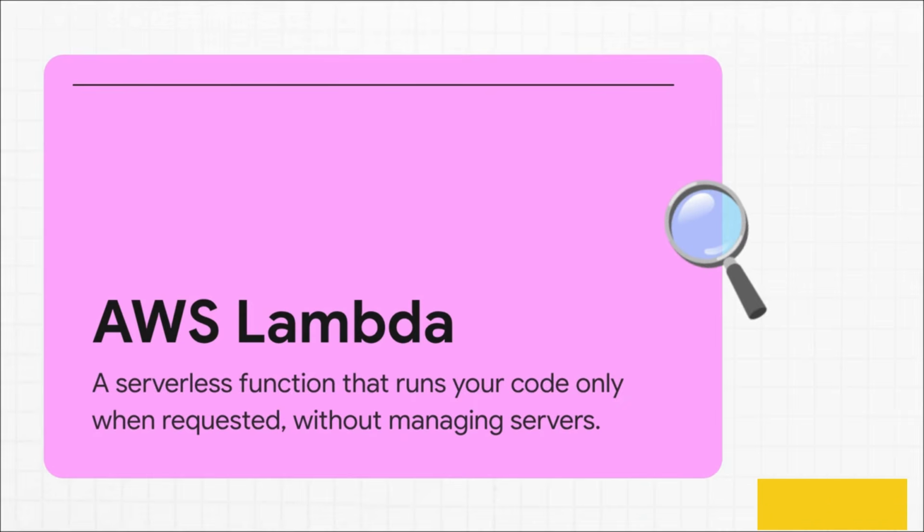But what if you don't need a server running all the time? What if you just need a little piece of code to run whenever a user, say, clicks a button on your app? Well, that's where AWS Lambda comes in.